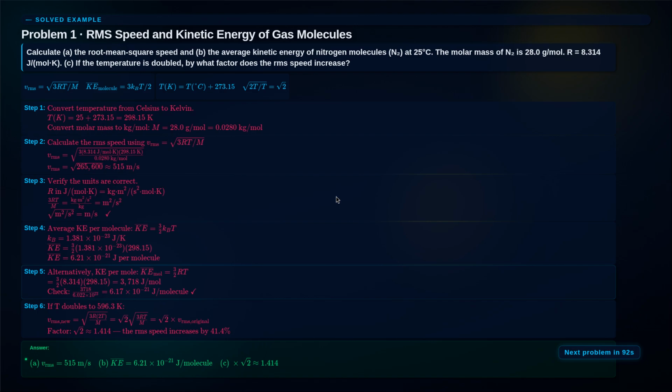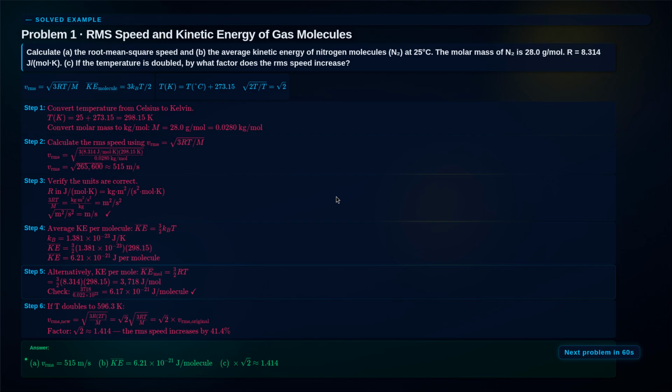Step 1. Convert 25 degrees Celsius to Kelvin. T equals 25 plus 273.15, which is 298.15 Kelvin. Convert the molar mass to 0.0280 kilograms per mole. Step 2. Calculate the RMS speed using v_RMS equals the square root of 3RT over M. This equals about 515 meters per second.